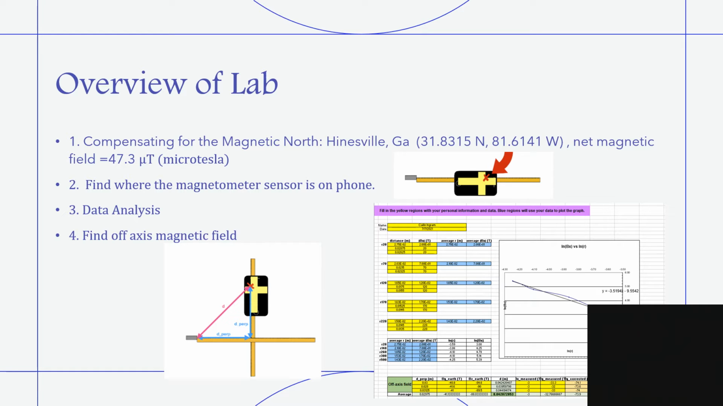west axis. To check that the magnetometer was aligned correctly, I looked up the coordinates of my general location and its net magnetic field to see if the net magnetic field on my phone was similar. The general location I chose was Hinesville, Georgia, and its net magnetic field was about 47.3 microteslas.